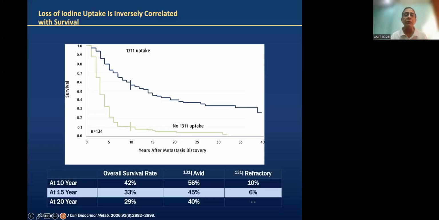Similarly, how does survival correlate with iodine-131 uptake in the patient? We all know that as the iodine uptake decreases, the probability of survival decreases. This is one graph showing that as patients become radioiodine refractory, the probability of cure of the patients decreases over a period of time.